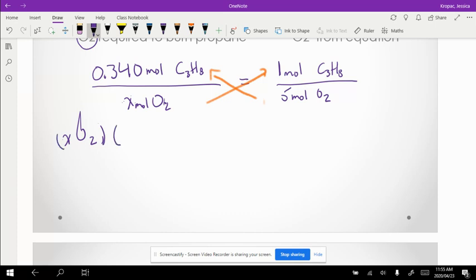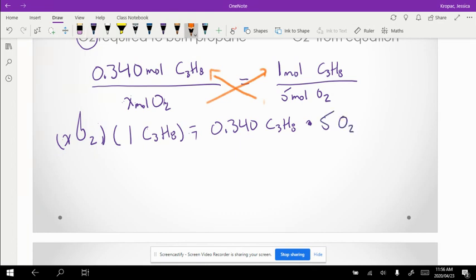And I'm going to multiply it by what's across from it. And what's across from it is 1 mole of C3H8. That's going to be equal to, well, I have 0.340 moles of C3H8. And I'm going to multiply that by 5 moles of O2.